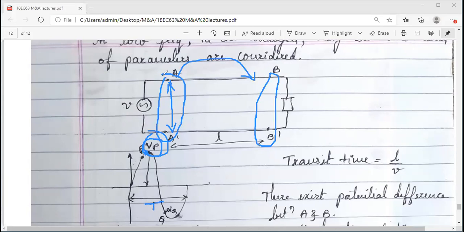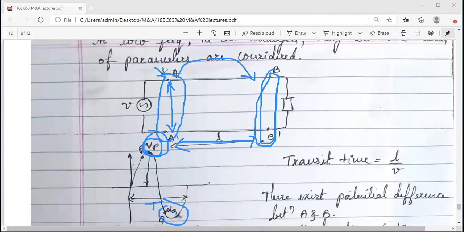Immediately after applying the voltage, within 0 seconds, I will not get the output. There has to be a certain delay. That too, after spending some time, after traveling a certain distance L, at point B dash, I will get the output, which may be say VQ volts. Not exactly the same due to the circuit parameters. I will get VQ volts, not VP.